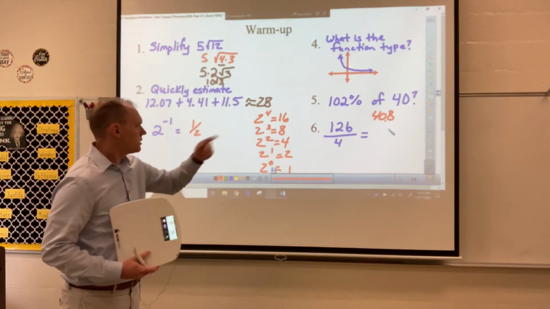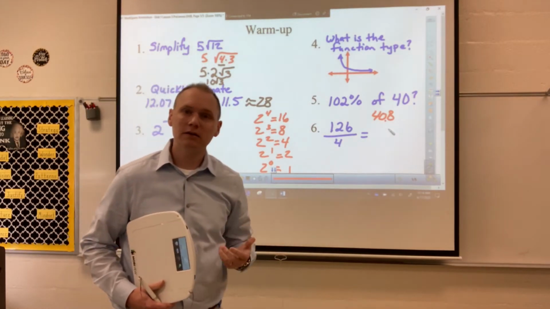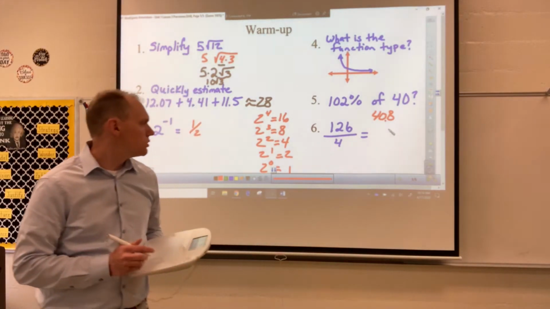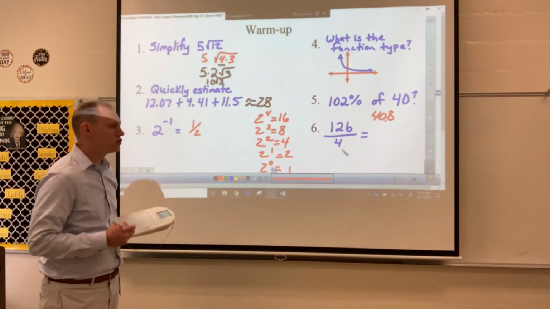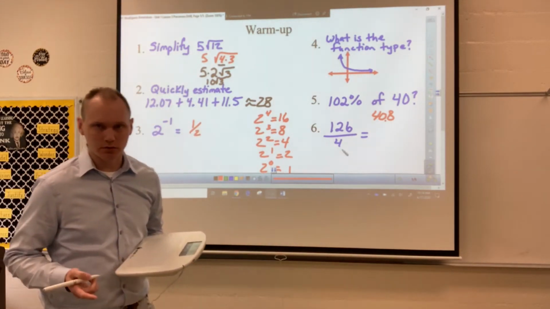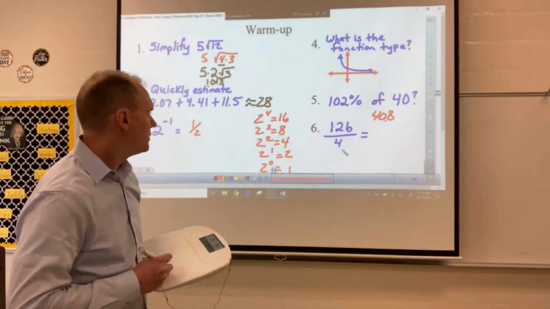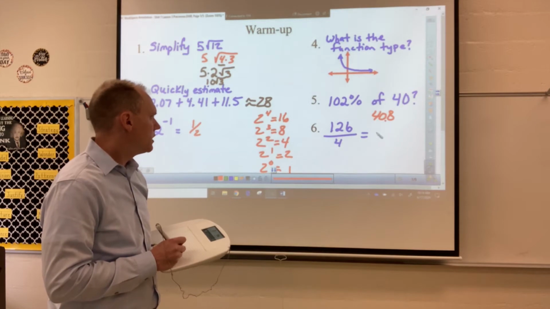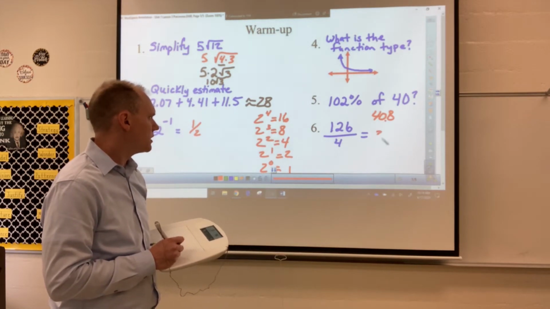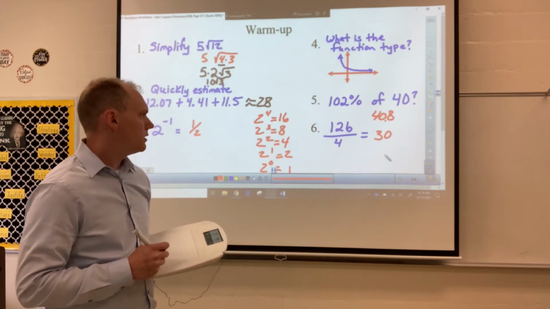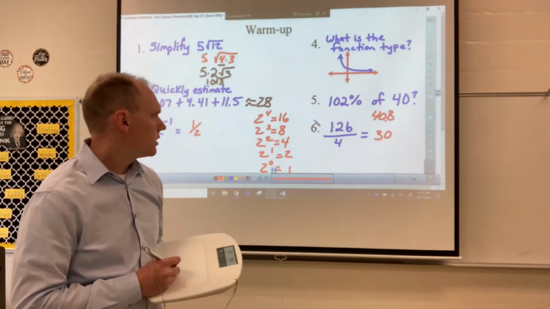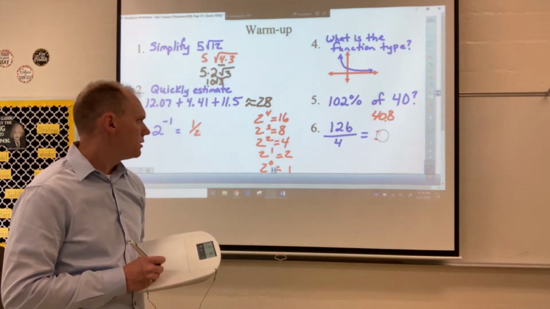All right, number 6, 126 divided by 4. Again, similar strategy here. We can divide by 2 twice instead. 126 divided by 2 is 63. And then 63 divided by 2 is going to be, let's see, 60 divided by 2 is 30. And then 3 divided by 2 is 1.5. So add those together and you get 31.5.